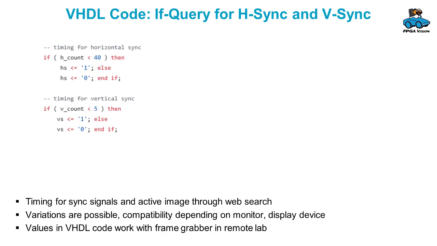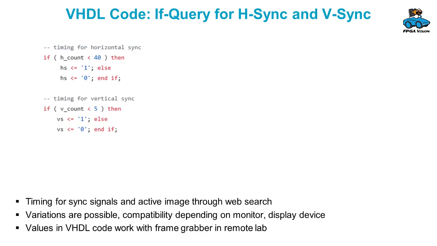With the information from this counter, we can then generate the sync signals. So here we have the horizontal sync, and if the horizontal counter is smaller than 40, we set the horizontal sync to 1. This is the beginning of the line, otherwise it's 0. Same for the vertical counter. If the vertical counter is smaller than 5, we set vertical sync to 1, otherwise it's 0. And the values for these sync signals we get from the specification of the 720p format.